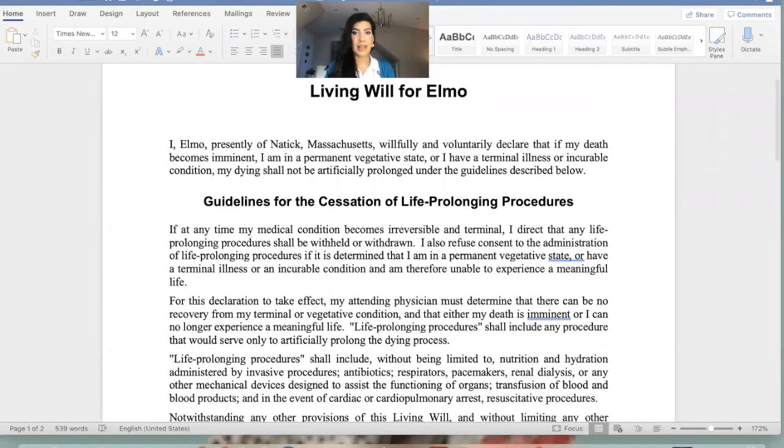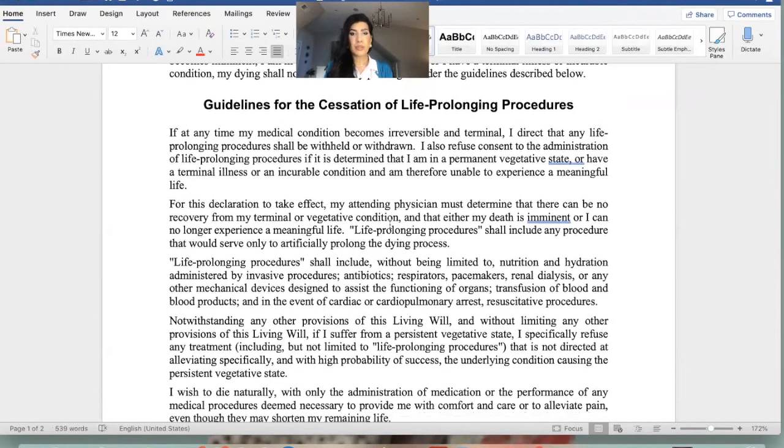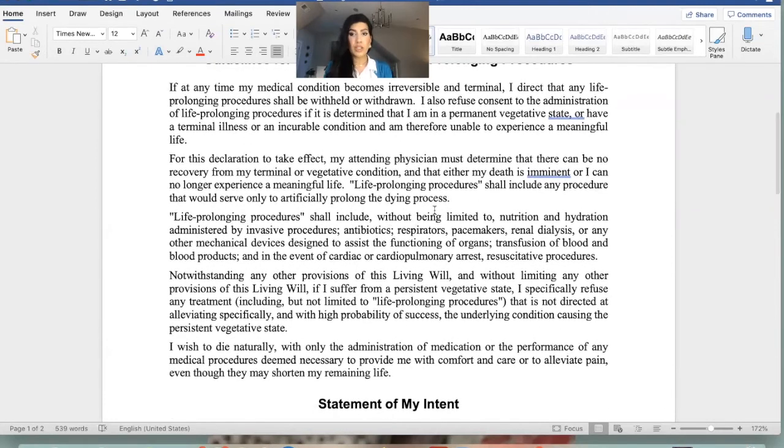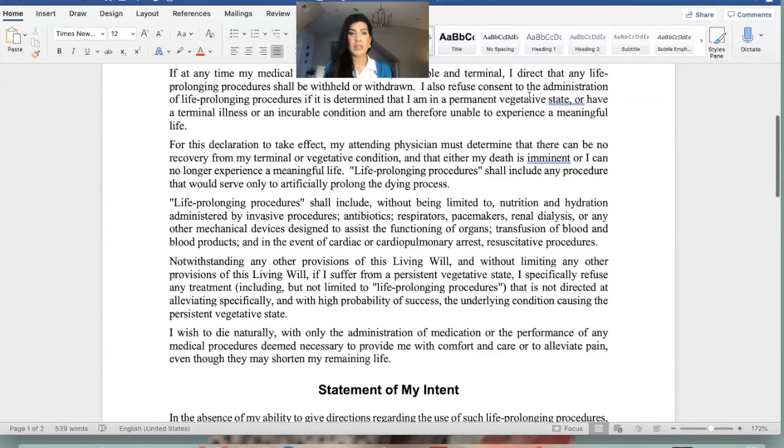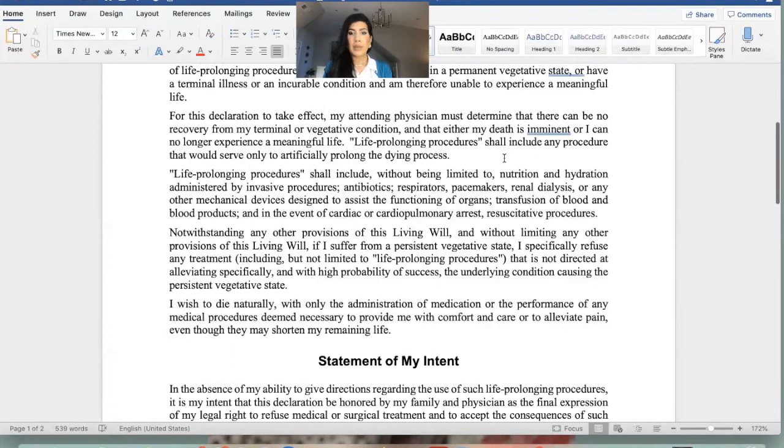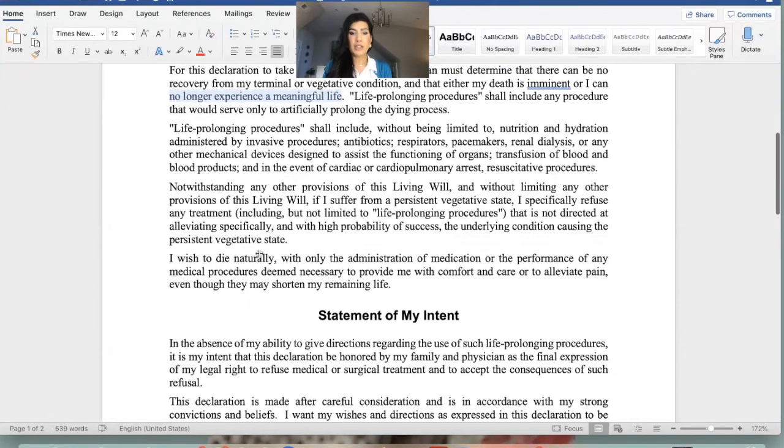This is the document that says that if the doctors have determined that death is imminent, you're in a permanent vegetative state, there's no hope, you do not want your dying to be artificially prolonged. That is the key right here. You do not want your dying to be artificially prolonged. You're directing that life-prolonging procedures be withheld or withdrawn. If that situation happens, you're refusing to consent to any life-prolonging procedures. It has to be that your death is imminent or you can no longer experience a meaningful life. All right, you wish to die naturally with only the administration of medication or the performance of any medical procedures deemed necessary to provide you with comfort or care or to alleviate pain.